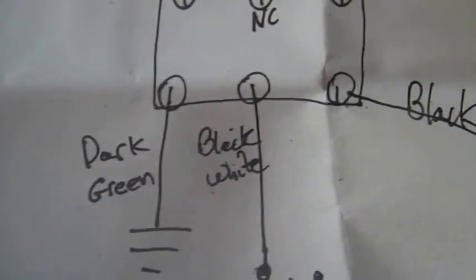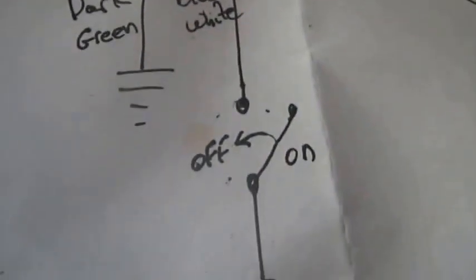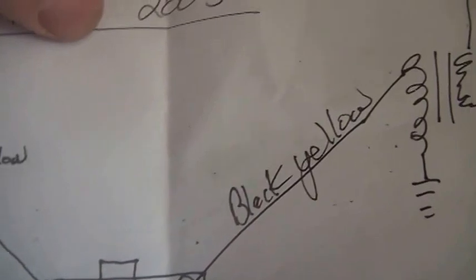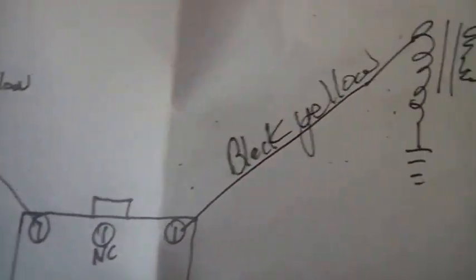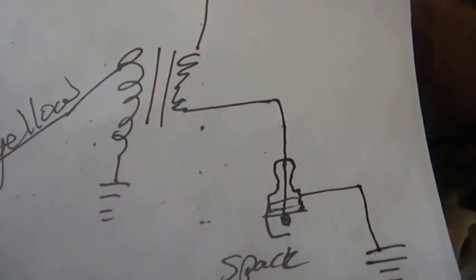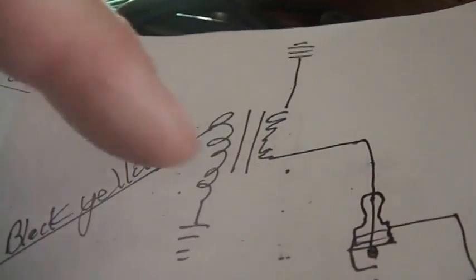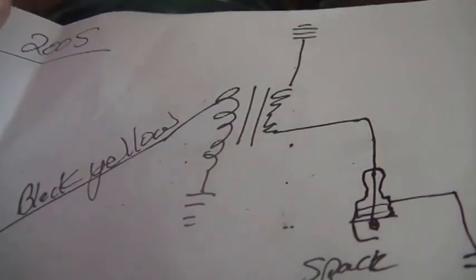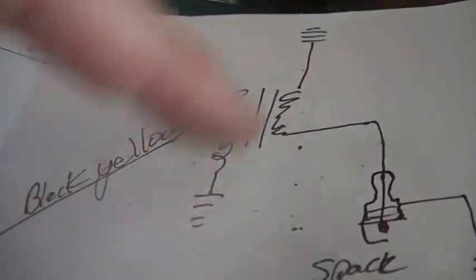Remember, dark green, black and white for your on and off switch. Dark green is obviously your ground. Black is where it comes from the stator. Black and yellow goes into the primary of your ignition coil. Your ignition coil is the thing that you spark from, and you've got to make sure your ignition coil is grounded. If your ignition coil is not grounded, you're screwed.